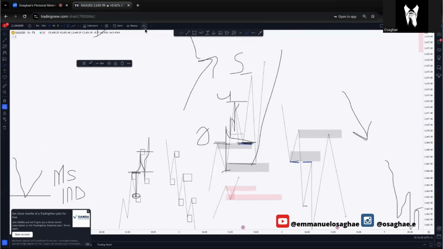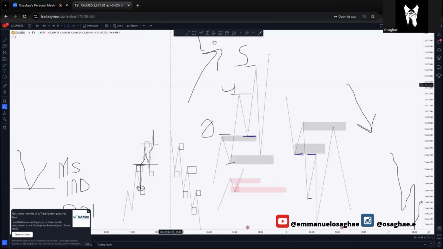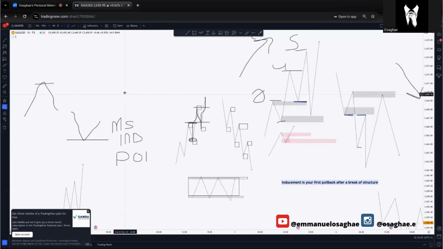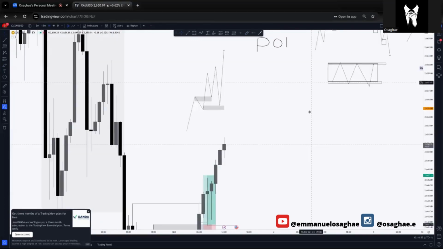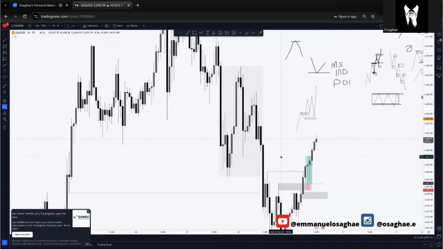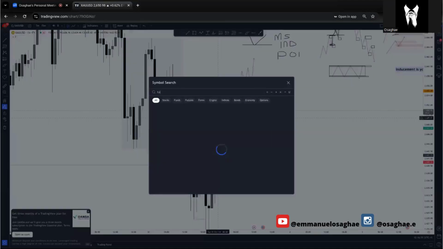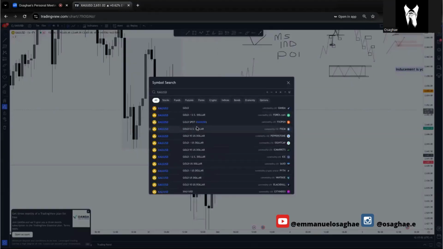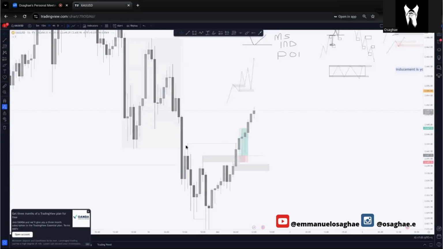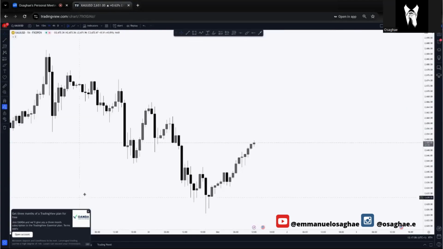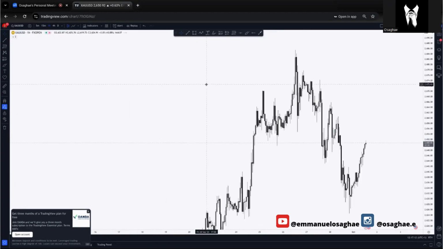Now let's look at the live chart, let it make more sense now. Okay, let me use gold for an example. Let me open a fresh gold chart. Okay, so now what do you see happening here on gold?